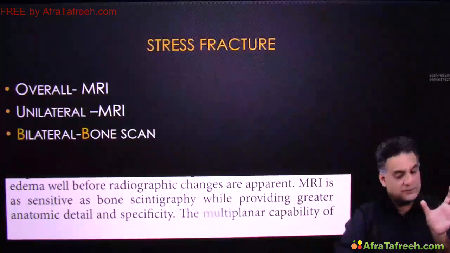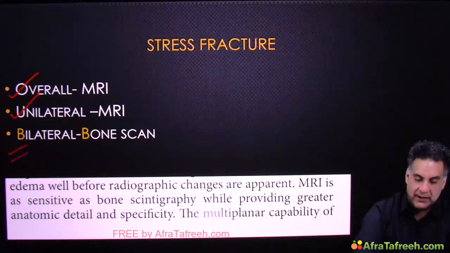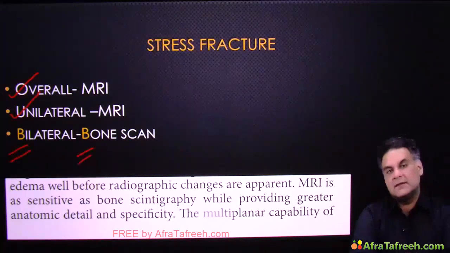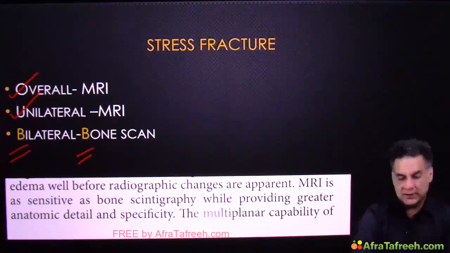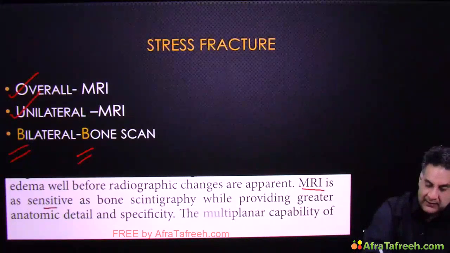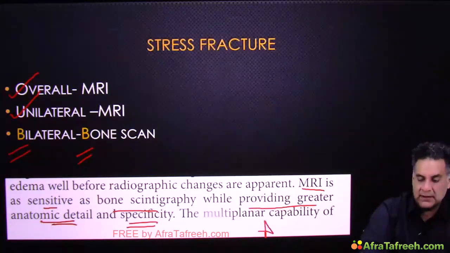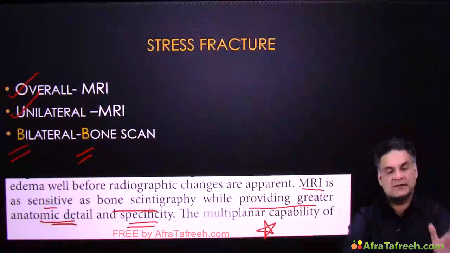So when they talk about stress fracture, overall is MRI, unilateral is MRI, but if they mention bilateral or multiple, bone scan. Why do you choose MRI for unilateral or overall? Because MRI is as sensitive as bone scan, while providing greater anatomical detail and specificity. That is why MRI is number 1 for stress fractures.